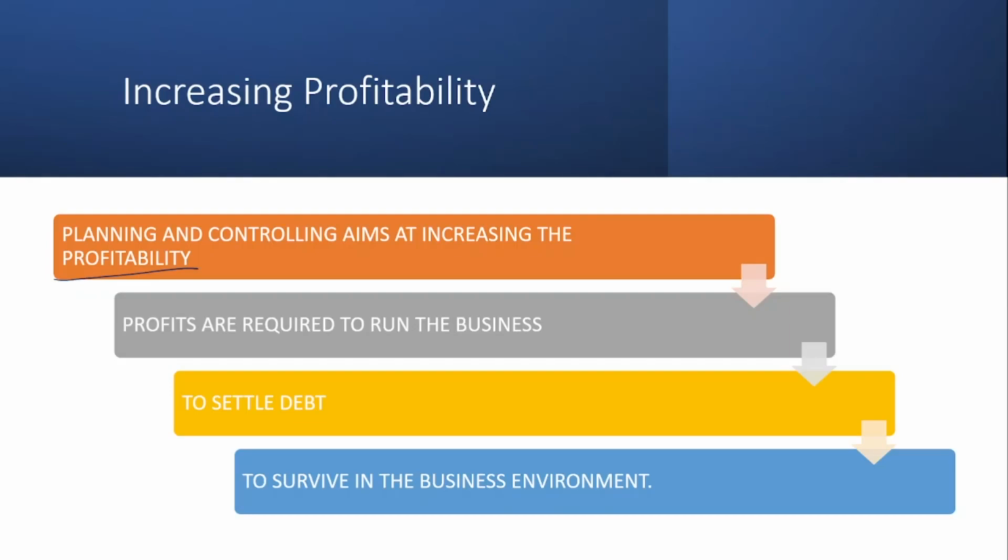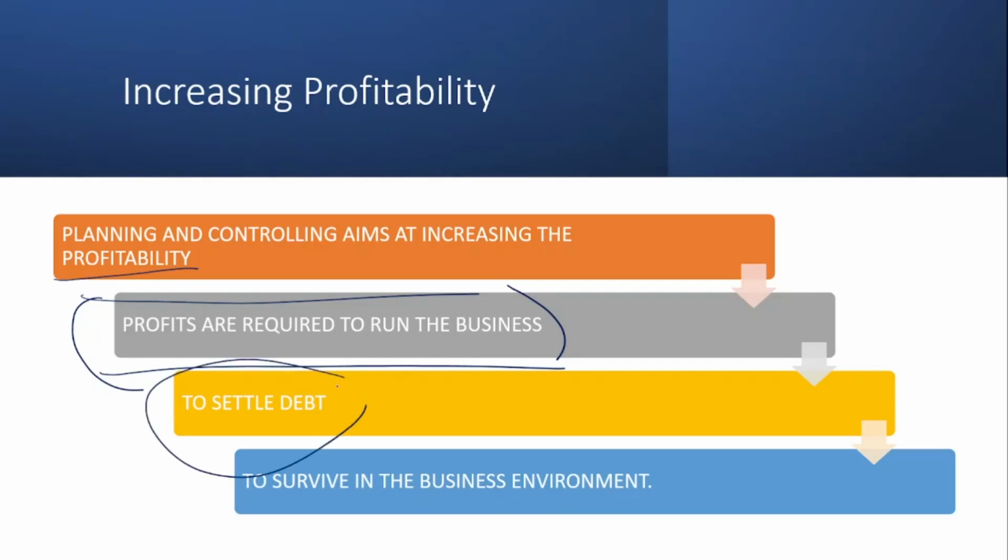Next, of course, you need to earn the profit because profit is very much essential to run our business. Without profit, it will be very difficult for us to run the business. And profit is required to settle the debt. Whatever loans we have taken from the bank, we need to repay all those loans. For that, profit is required. Out of profit only we can pay.